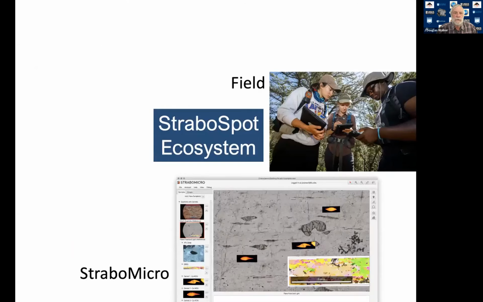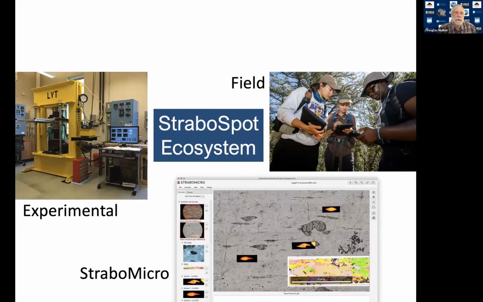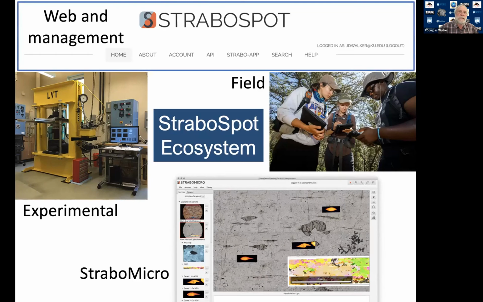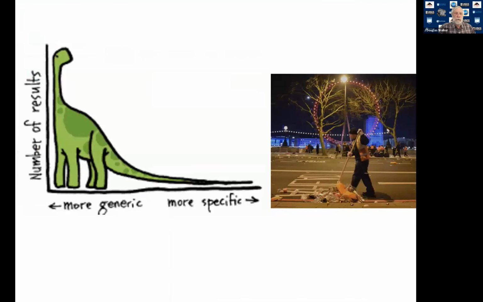We have the field component, the Strabo micro component, and then we're also working with the experimental deformation community to basically link naturally deformed rocks with experimentally deformed rocks and trying to put that together. And then at the end, you can manage your data on the web with the StraboSpot app as you're seeing.